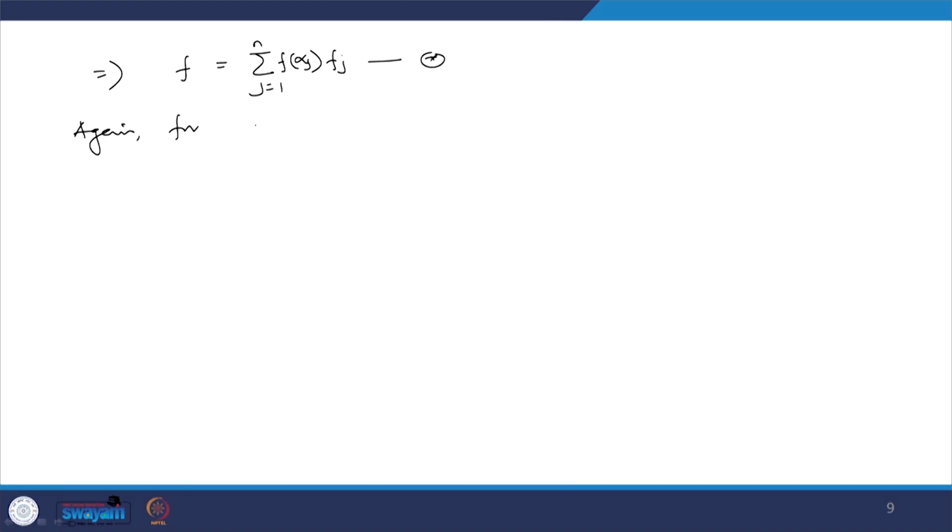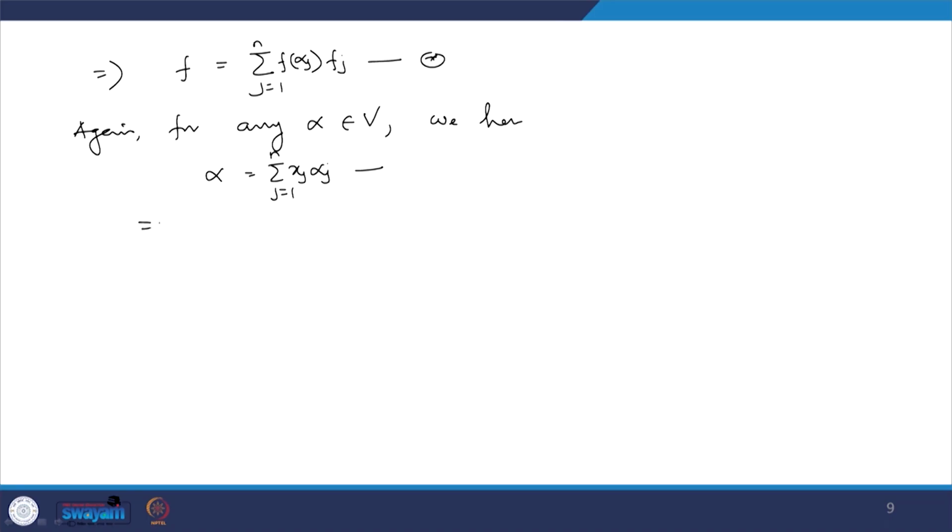Again, for any alpha belonging to V, we can write alpha as a linear combination of basis elements of V, that is alpha 1, alpha 2, alpha n. So, let alpha be equal to, say, sigma xj alpha j, j equal to 1 to n, suppose.